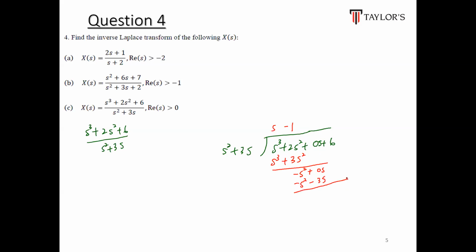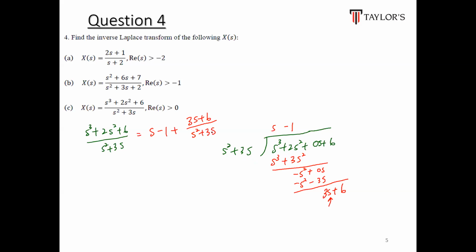All right, and then the remainder will be 0 minus negative 3, so this becomes positive 3s. So it's 3s plus 6. You cannot divide anymore because this one is power 1 already. So you can expand it as s minus 1 plus (3s plus 6) divided by (s squared plus 3s).